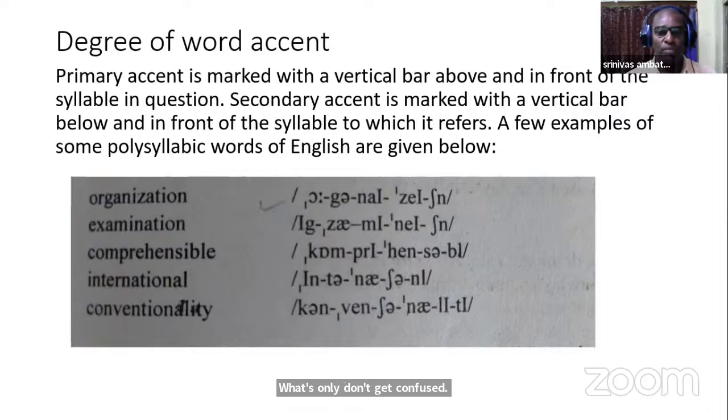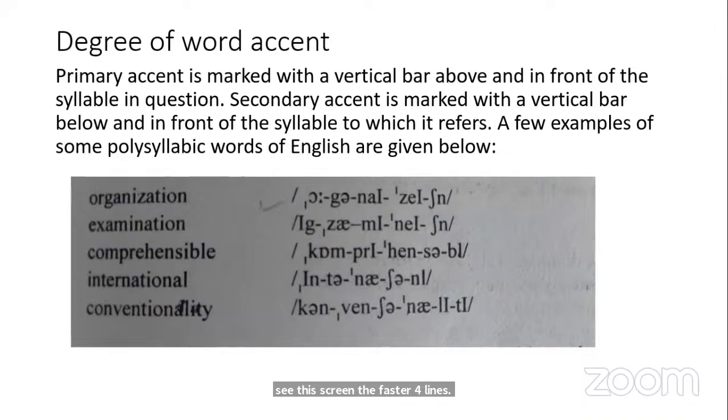So, what is this definition? Can anyone read the first four lines if you can see this screen? Primary accent is marked with a vertical bar above and in front of the syllable in question. Secondary accent is marked with a vertical bar below and in front of the syllable to which it refers.